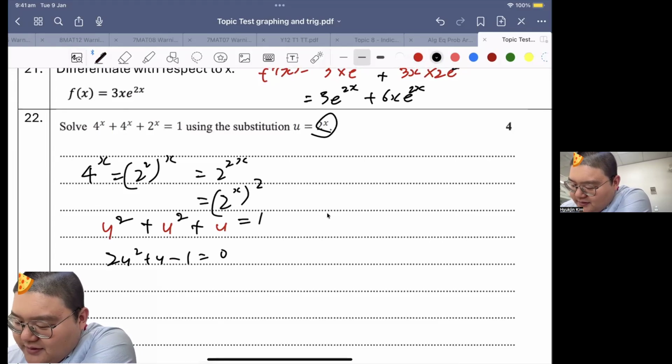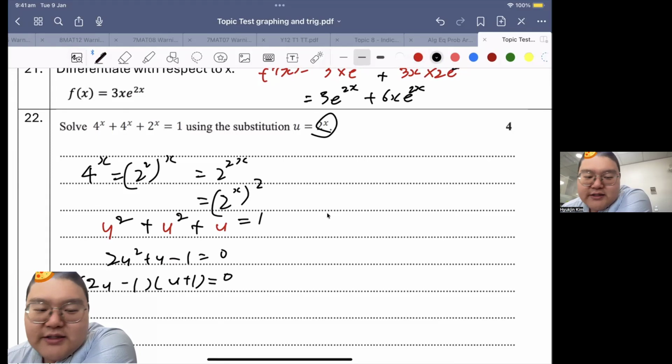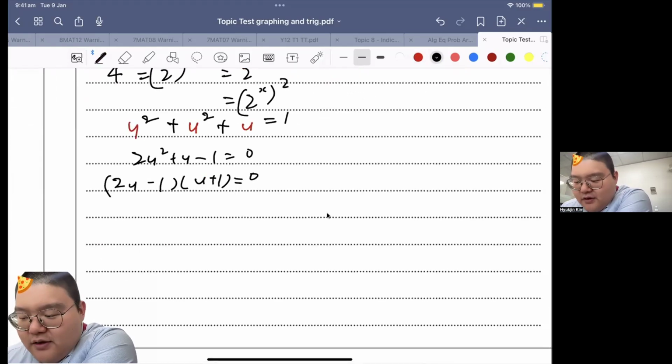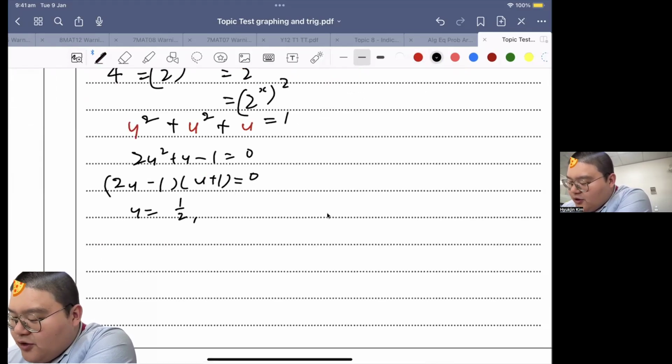Do I know how to factorize this? I don't like factorizing. And there we go, there's our answer. Now I have u equals half and u equals negative 1.